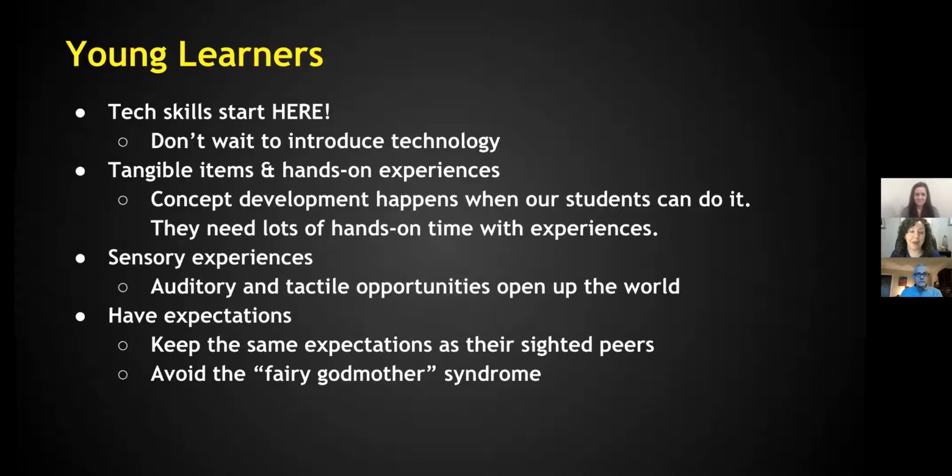Now, I can't share this one enough, and I almost put it on every single slide after this. Have expectations, okay? Keep expectations the same as their sighted peers. And just like with our sighted peers, how we have to differentiate our instruction to meet them where they are, to meet them with their learning profile, that's good differentiation. You need to do that with a blind child, but you can't just excuse them from doing anything because they are blind. You are not doing them any favors, as much as it might seem so.